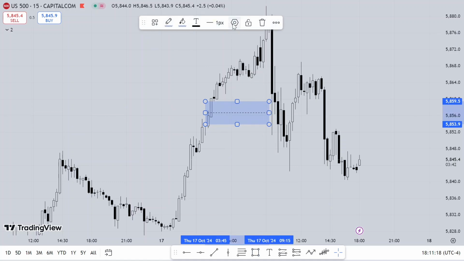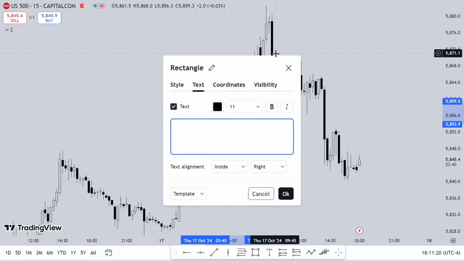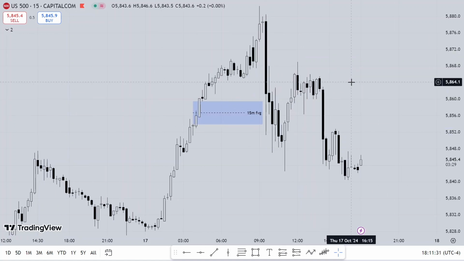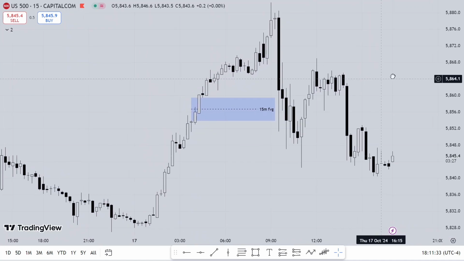Because price does one of two things: rebalance an imbalance or pair up liquidity. So here you have this 15-minute fair value gap. This was our draw on liquidity going into the morning session. All right, so we're waiting for the equities open.